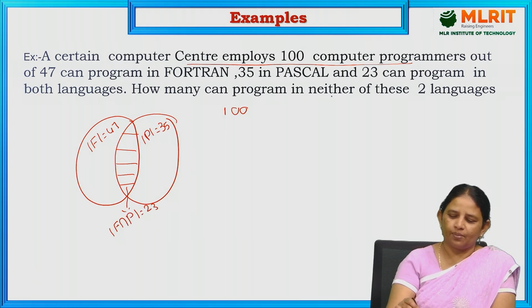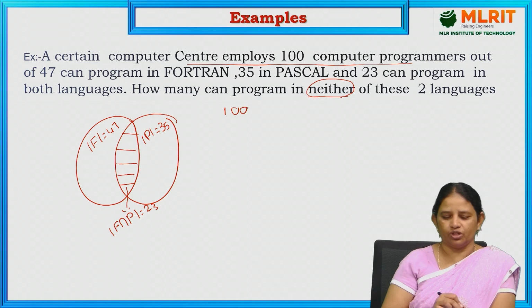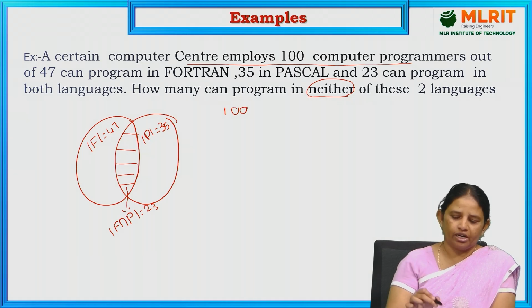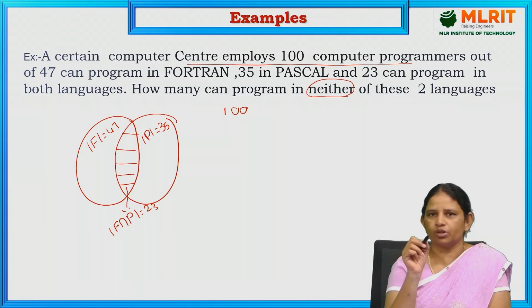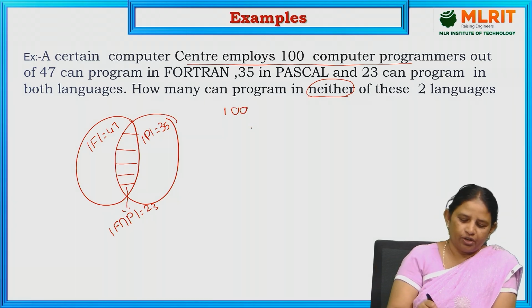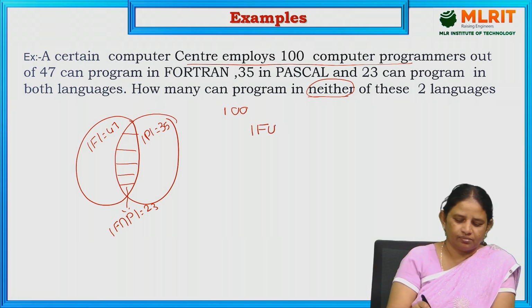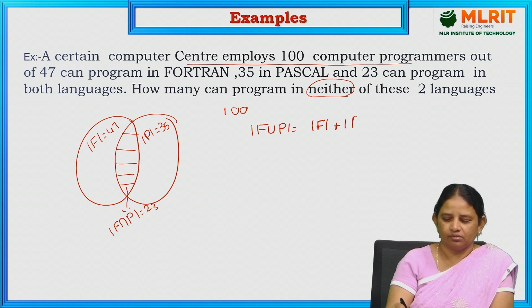How many program neither of these two languages? How to find out? First of all, we need to find out how many program either of these two languages. Then we have to subtract from the universal set. We'll get how many programmers can program neither of these two languages. Find out first F union P is equal to mod F plus mod P minus F intersection P.